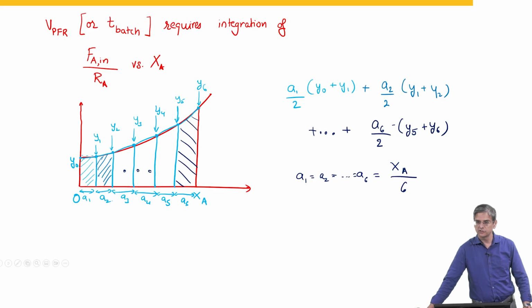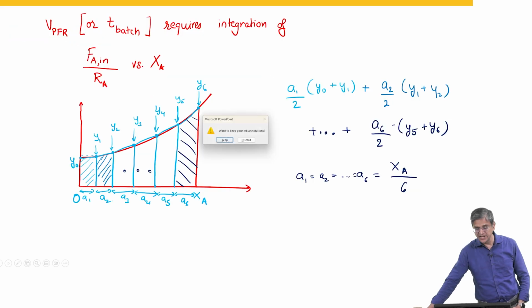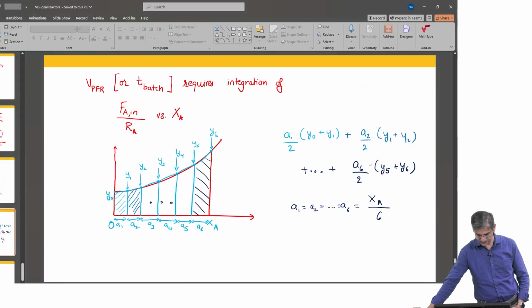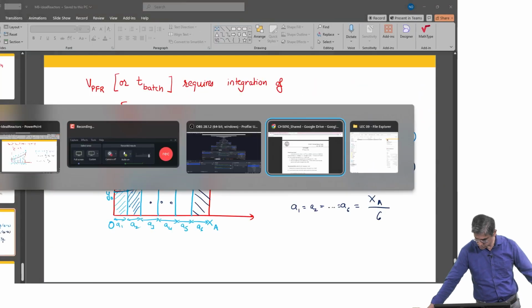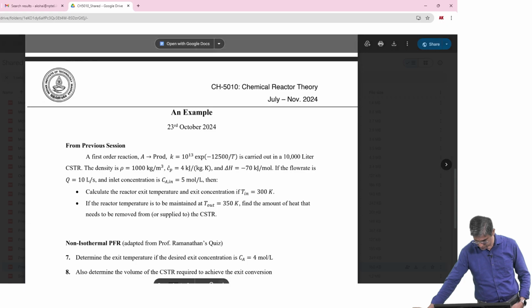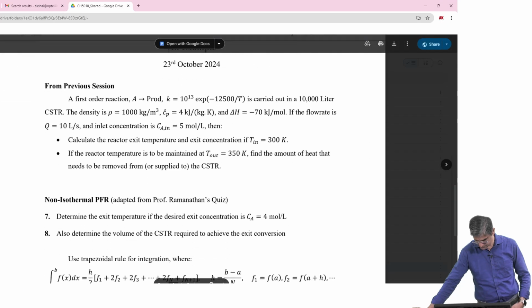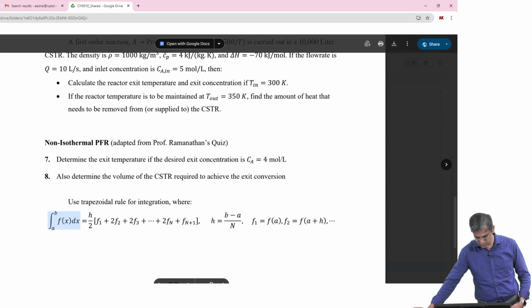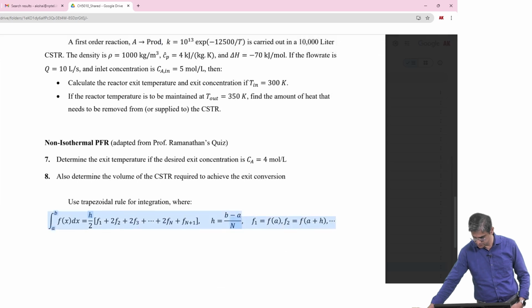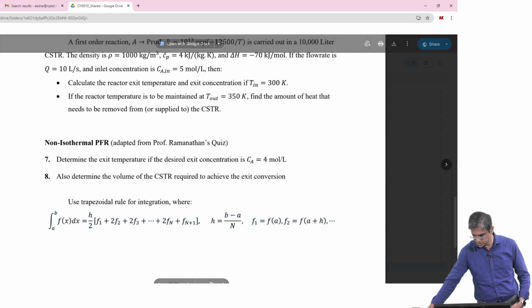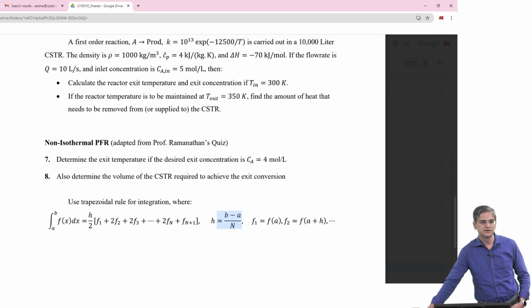This is something that you have done as a part of your numerical integration. This is something that we covered in the beginning of module 3 as well. That is what we are going to use for the tutorial problem. Okay. This is what the trapezoidal rule for integration is. Okay. H is XA divided by N. XA was the desired outlet concentration or outlet conversion. You are going from 0 to XA.